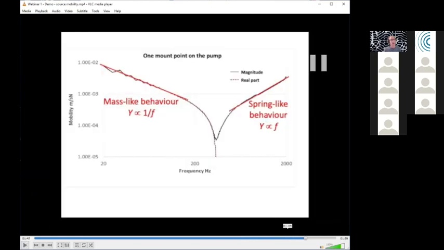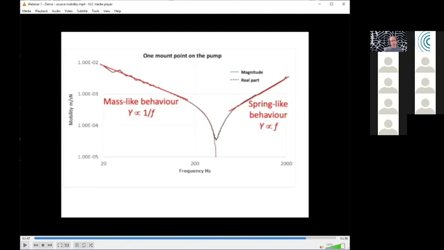Okay, so when we plot up the results from that measurement, we see that we have something very similar to what we saw before. There's a low frequency region where, despite the complexity of that pump, it's just acting like a large mass, with the mobility being proportional to 1 over frequency. So there's a mass controlled region here. Then, just like we had with our cantilever on that simple mass, there's an anti-resonance, and above that, we have a stiffness controlled region where we have spring-like behavior and the mobility is proportional to frequency.